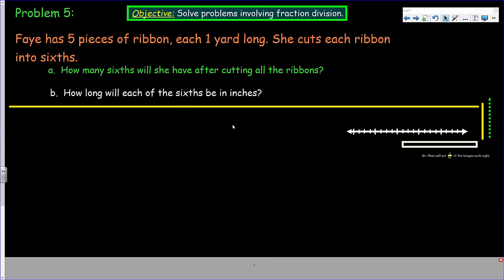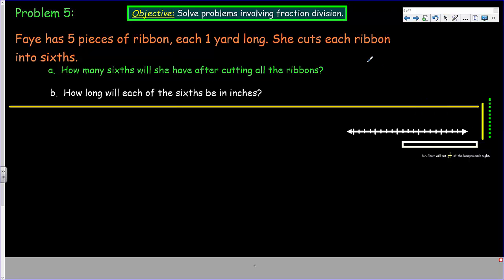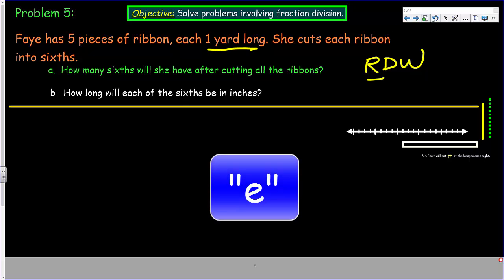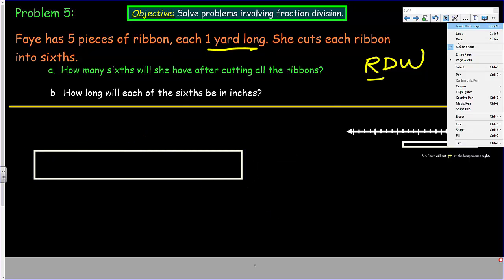Okay, take a look at this and how I'm going to attack this. I think I might want to really make sure that I use my read, draw, and write. Really focus on the reading here. So 5 pieces of ribbon, each 1 yard long. Okay, so we have 5 yards. I'm trying to get a better understanding here. She cuts each ribbon into 6. Okay, so I think rather than me trying to make some kind of whole as my 5, I like the 1 yard unit here. I think what I would do to solve this problem is I would go ahead and show this as my 1 yard.